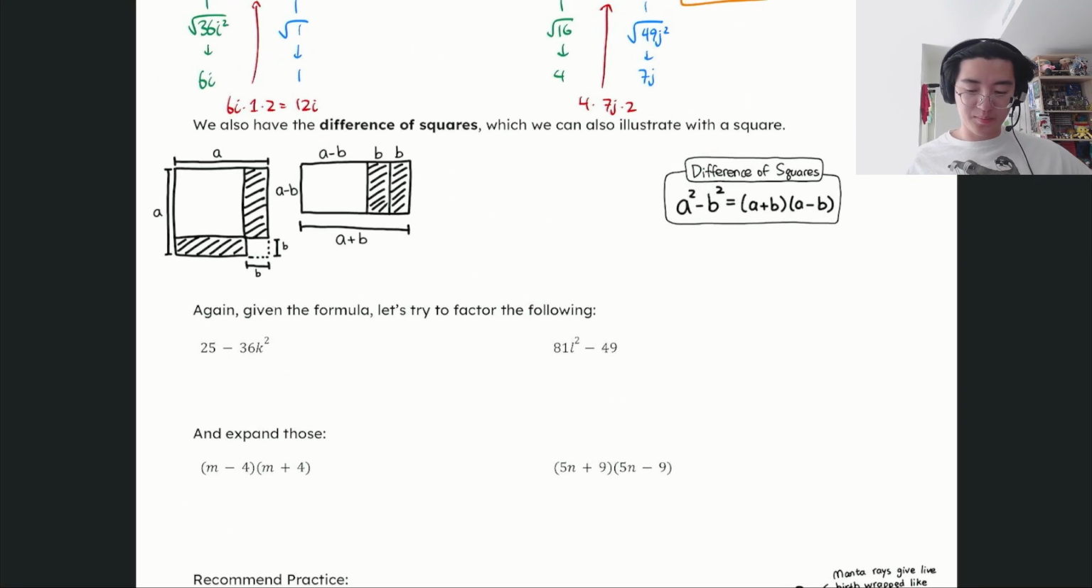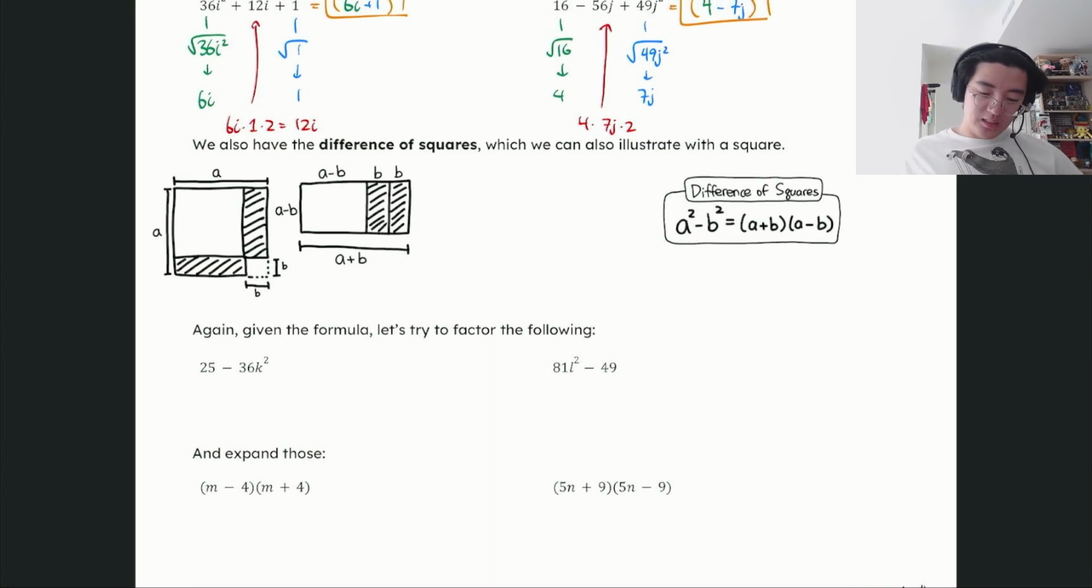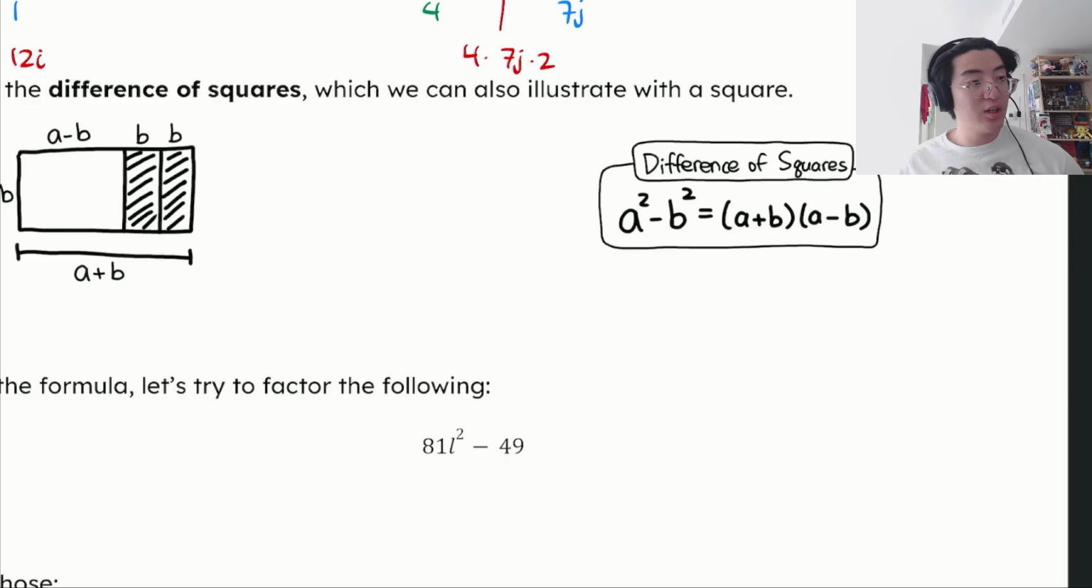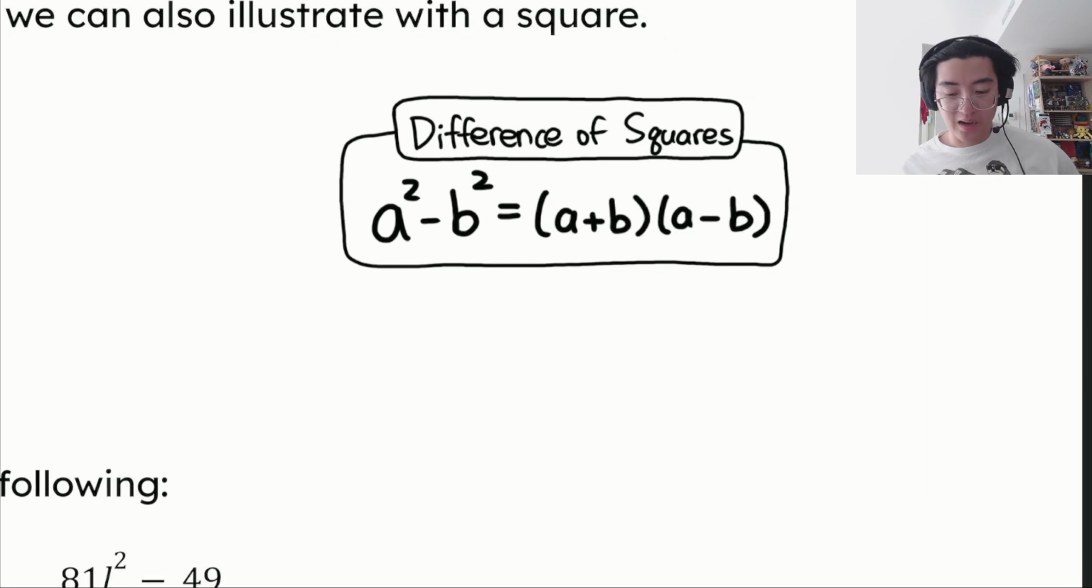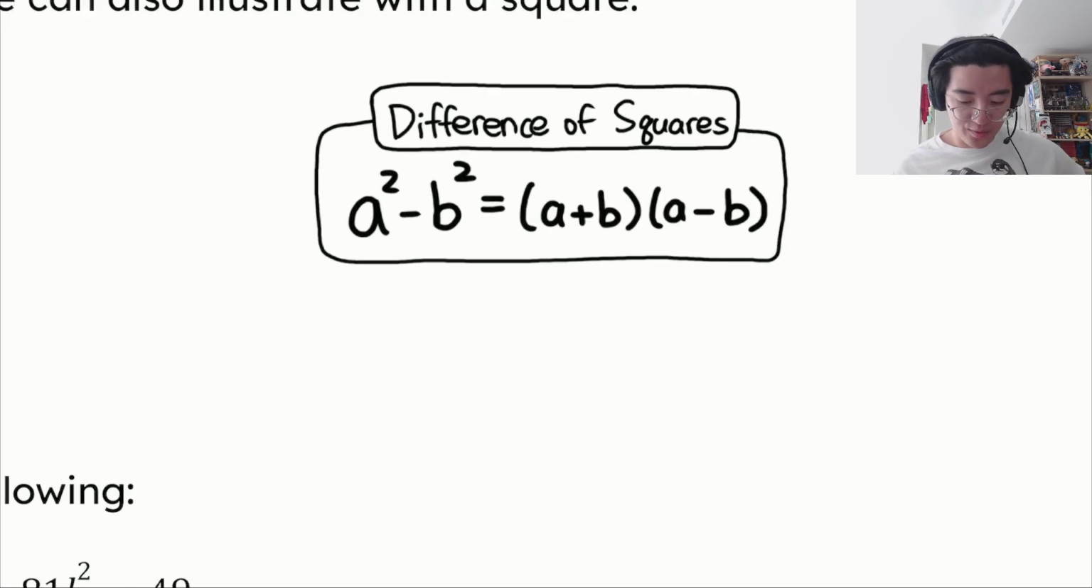Okay, and there's another special one. This one's called difference of squares. It states that if we have two perfect squares subtracting each other, we can take the square root of each, and have it so that it's the sum of those square roots, multiplied by the difference of those square roots.